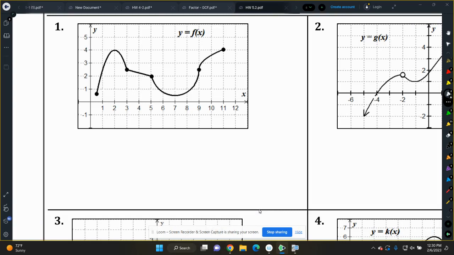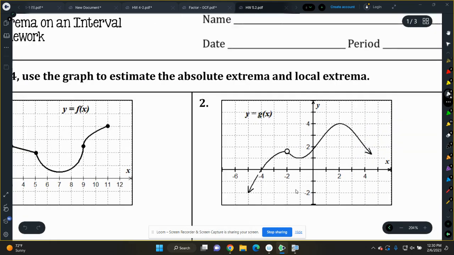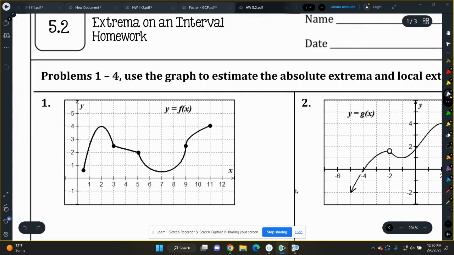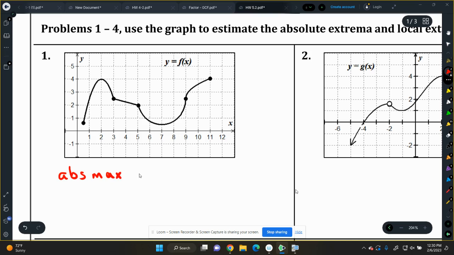Okay, so let's see here. Starting in the first section, use a graph to estimate the absolute extrema and local extrema. So let's see, we've got an absolute maximum. Where's our absolute maximum? Yes, absolute maximum equals 4. Absolute minimum, again, we're estimating it, so we're going to say approximately 1/2.